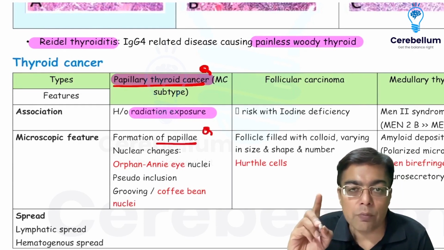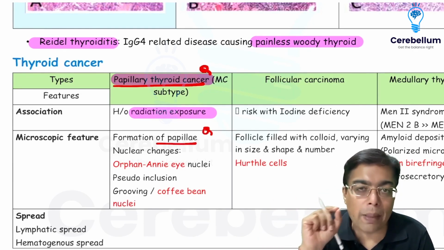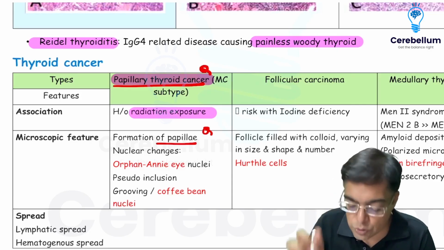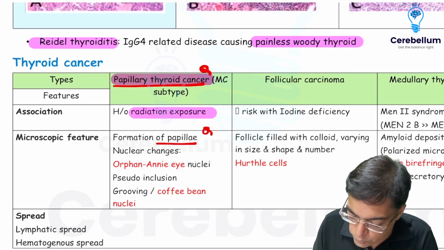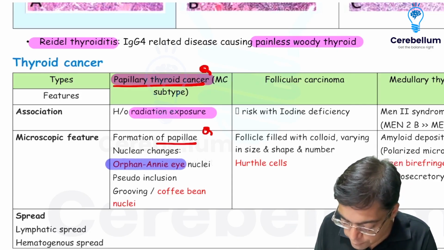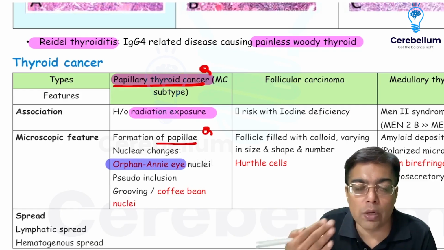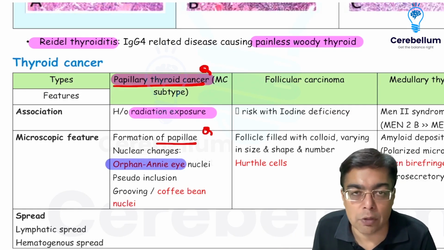It's not the papillae. We have told that so many times. It's not the papillae which is diagnostic of a papillary thyroid cancer. It is rather the presence of the nuclear changes. And the classical nuclear changes asked in the exam time and again: Orphan Annie nuclei. So you're going to have the presence of empty looking cells, with an optically clear cytoplasm as well.